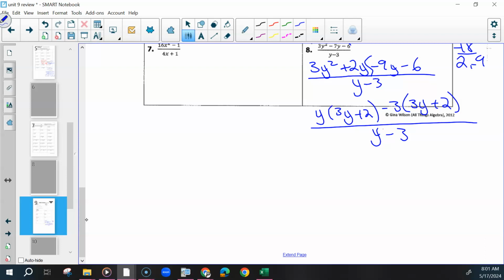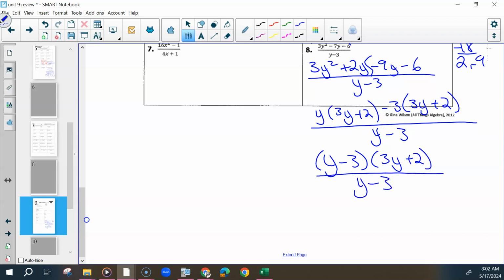And then we can rewrite our factors as final factors. Y minus 3 and 3y plus 2 all over our denominator, and then cancel out like factors. So that our final answer is 3y.